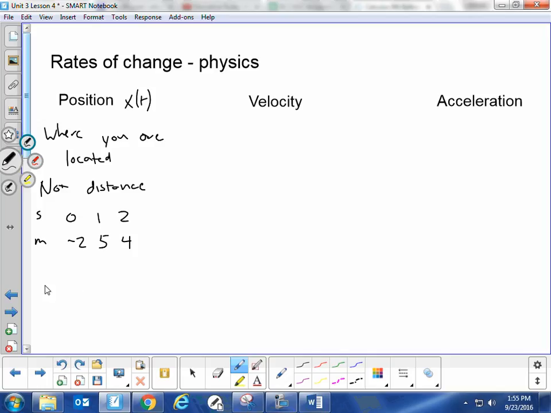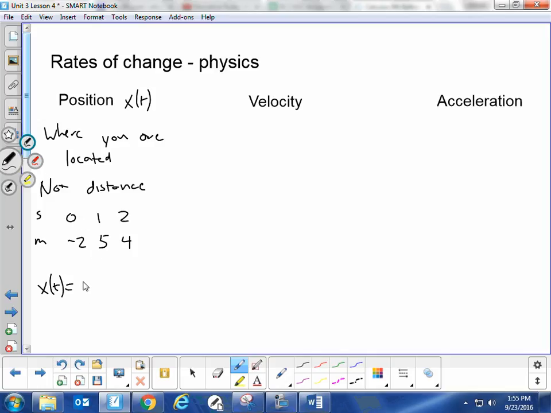And sometimes you can give position functions, and it's important right here, you don't know what's going on in between 0 and 1. You don't know that you're traveling consistently from the -2 meter mark to the 5 meter mark. You could be at the half second, at the 9 meter mark. Who knows? Okay, but that's important to know. If you're given a table, you have no clue what's going on in between.